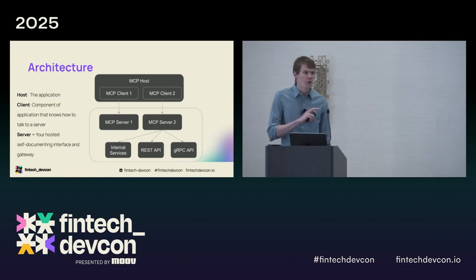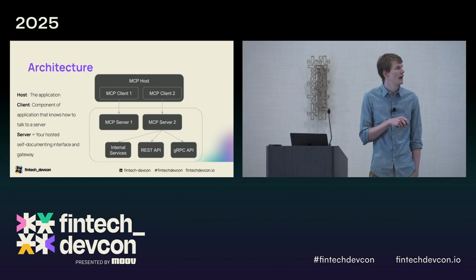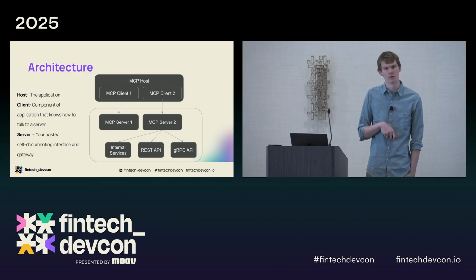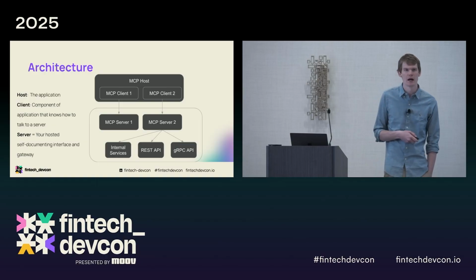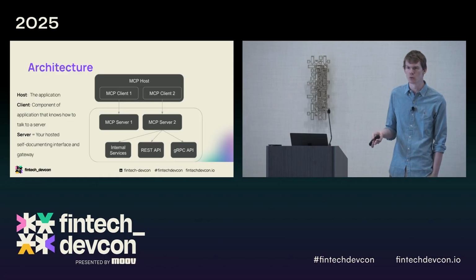So what are the different components that form it? You have initially your MCP host. This is essentially your application. So ChatGPT, for example, would be an MCP host. Claude Code, your IDE. But it could also be a web application that you're building, any kind of AI tool.